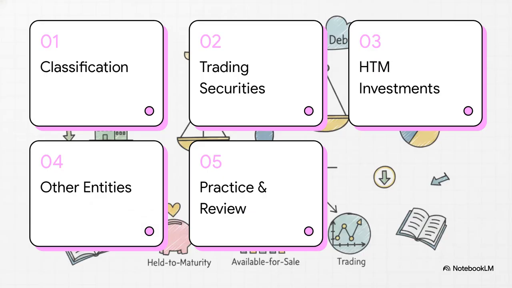Here is our quick roadmap for the session. We'll hit the classification of financial investments, dive into trading securities under 121, cover held-to-maturity investments under 128, explore investments in other entities, and then wrap it all up with some practice and review.